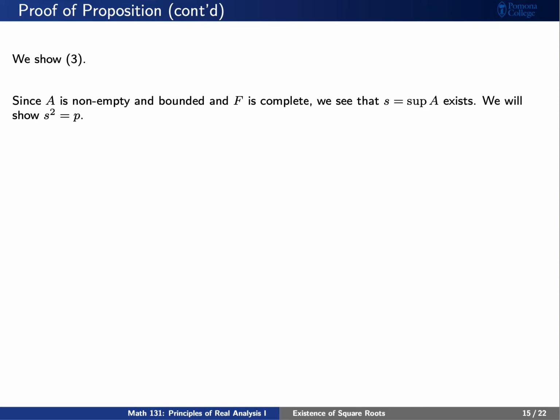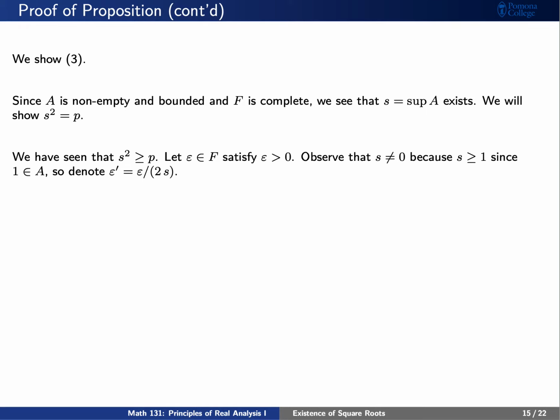Let's now show the third statement about our upper bound. Let's say that A is non-empty. Since we know that A is non-empty, and we're assuming that F is complete, we see that the least upper bound, s, must exist. We're going to prove that s squared equals p. Since s is an upper bound, we've just seen that s squared must be greater than or equal to p.